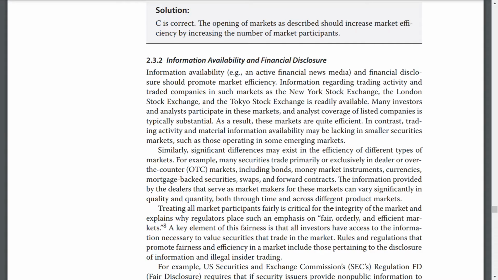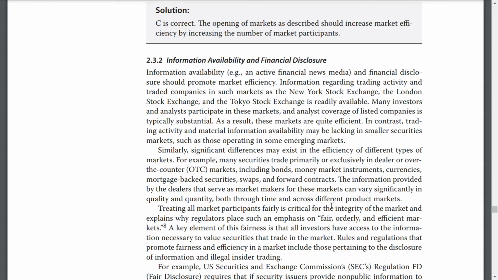Informational availability and financial disclosure should promote market efficiency. Information regarding trading activity and traded companies in markets such as the New York Stock Exchange, the London Stock Exchange, and the Tokyo Stock Exchange is readily available. Many investors and analysts participate in these markets, and analyst coverage of listed companies is typically substantial. As a result, these markets are quite efficient. In contrast, trading activity and material information available may be lacking in smaller security markets, such as those operating in some emerging markets.